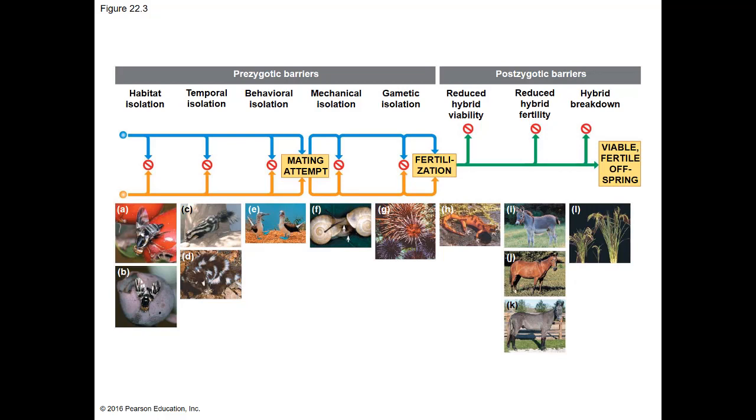So we've got 5 different types of prezygotic barriers. 3 of them don't allow mating to happen. 2 of them allow mating, but they don't allow fertilization to occur. And then postzygotic barriers are where mating occurs, fertilization occurs, but viable fertile offspring are not possible. And so all of these things would separate these 2 species from one another.